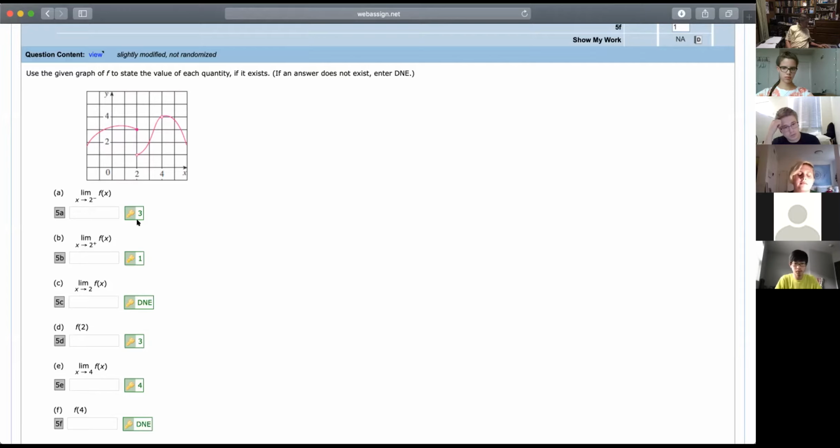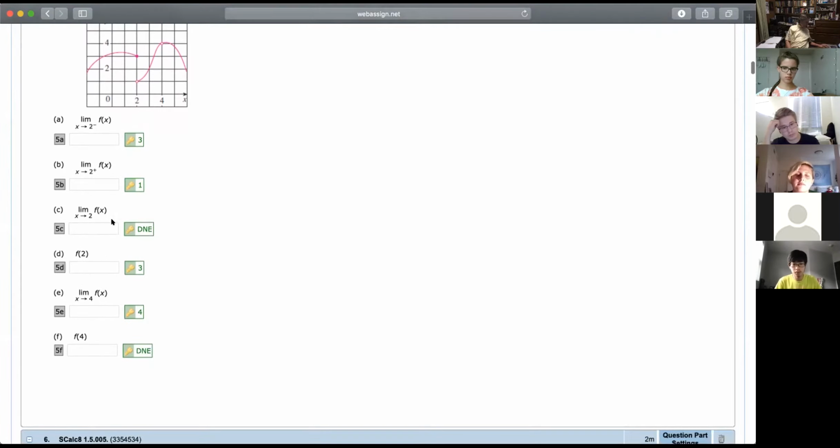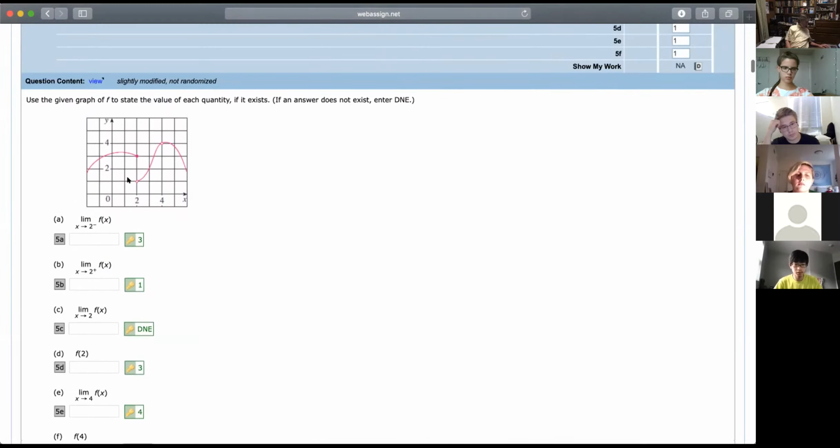Okay? So he goes through asking you some questions. Here's a does not exist. Why does this not exist? Because the left-hand limit is 3. The right-hand limit looks to me like it's 1. And therefore, the left and right-hand limits are different.